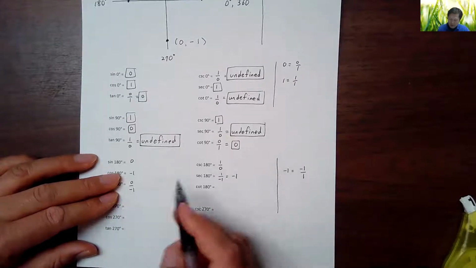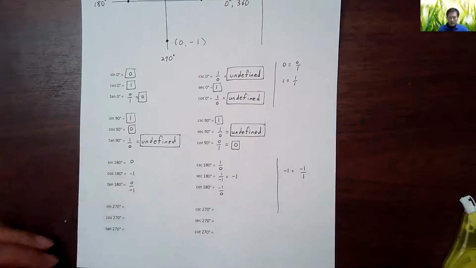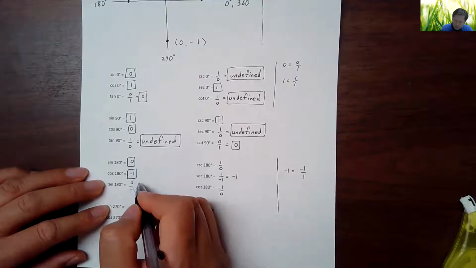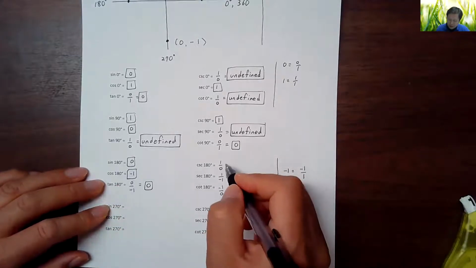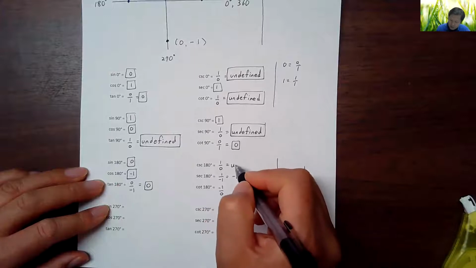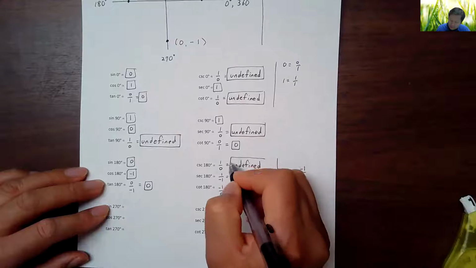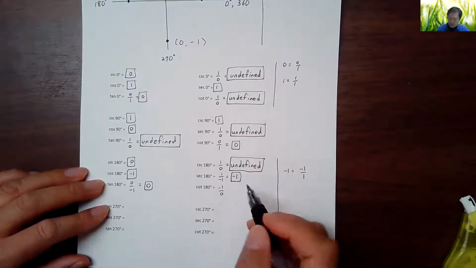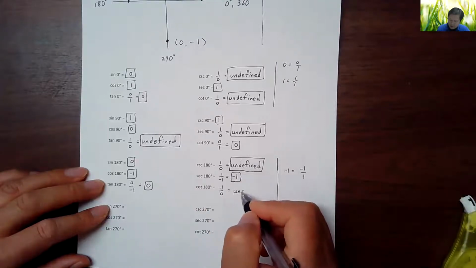0 over minus 1, take a reciprocal, minus 1 over 0. This is the answer as it is. This is good. 0 over minus 1 is 0. 1 over 0, denominator cannot be 0. So it should be undefined. Minus 1 is good. Again, 0 is a denominator. Undefined.